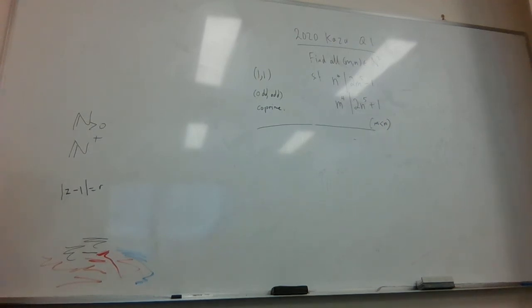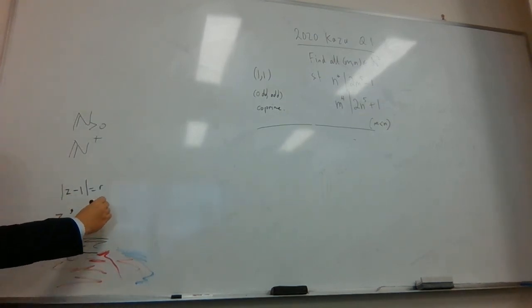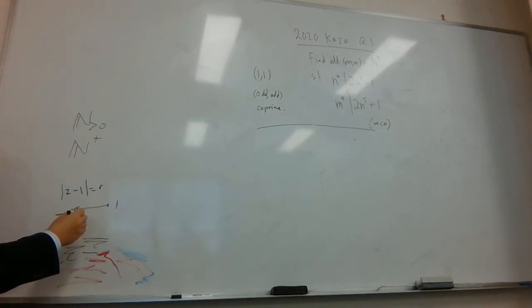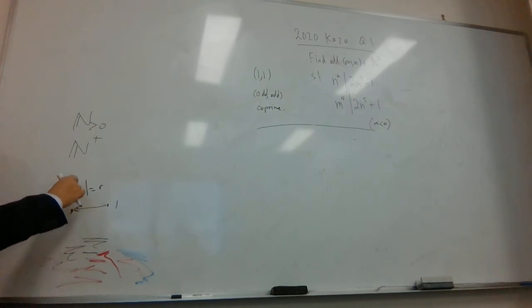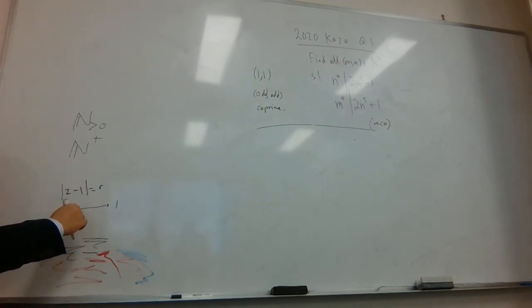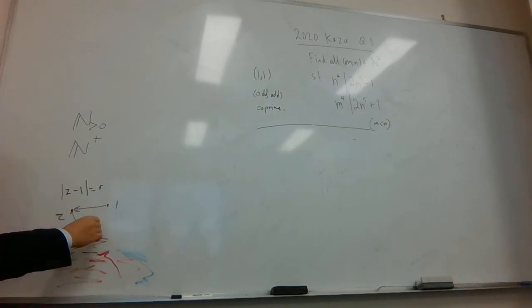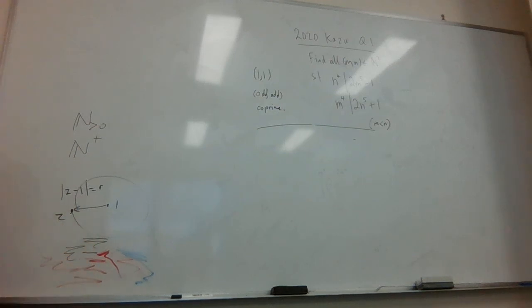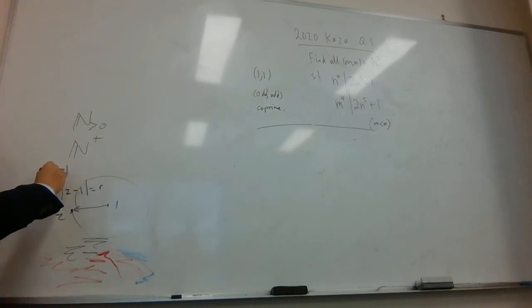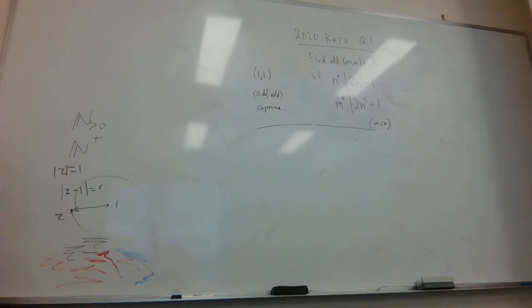Wait, how does that work? z minus 1. If you have z, then you have 1, right? z minus 1 is the vector that goes to that. The length of that vector, if it's always fixed at r, it means the radius is r. Yeah, but my circle is at the origin. Oh, then in your case, |z| equals 1. That's the equation of the circle, all the points with length 1.